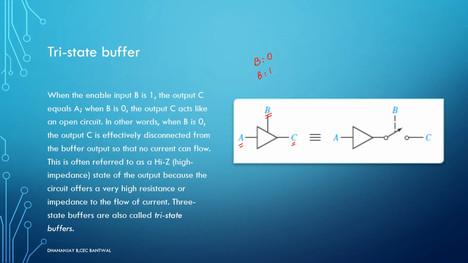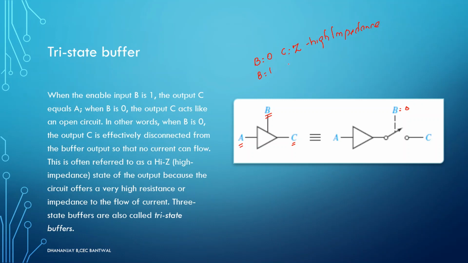When B is equal to 0, C will be equal to Z. This Z is nothing but the high impedance state. We call this the high impedance state or high resistance state. Very similar to what you can see here. When B is equal to 0, the switch is off. When the switch is off, no current will flow through the circuit. So there will be no output on the output side, because of which we call that state the high impedance state or high resistance state.